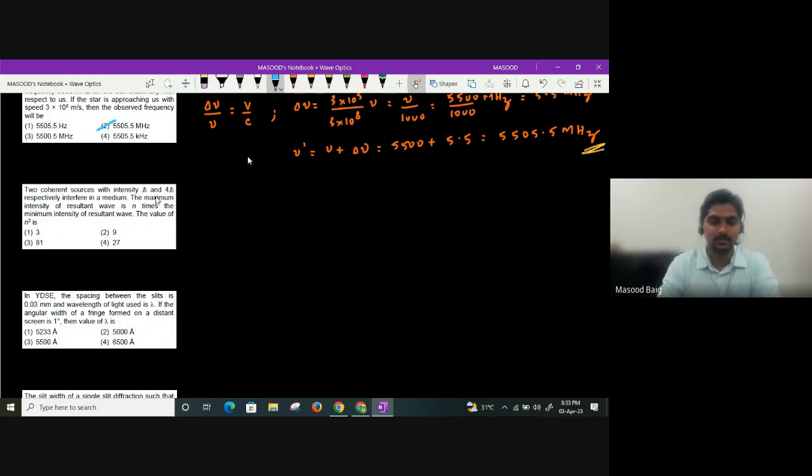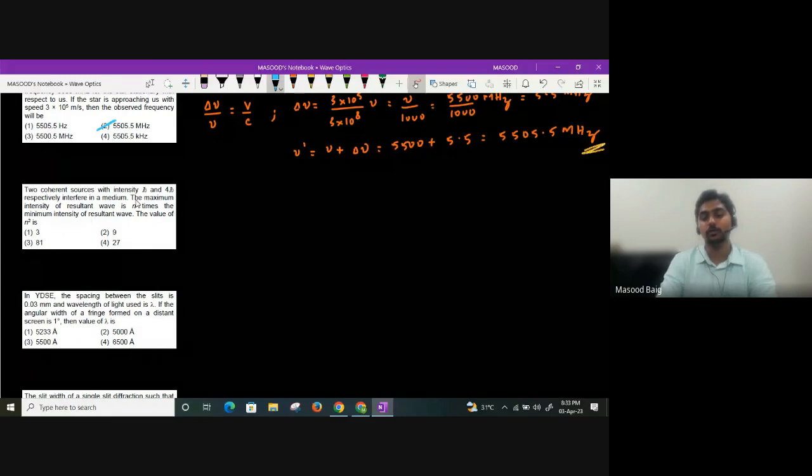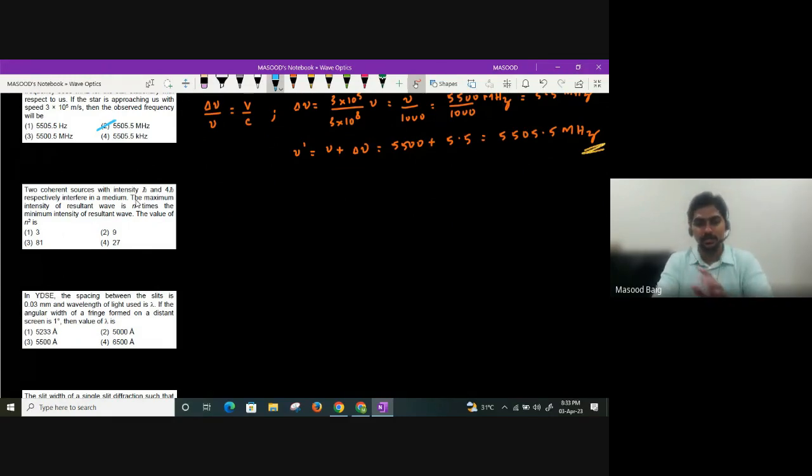Two coherent sources with intensity I0 and 4I0 respectively interfere in a medium. Coherent sources are given. Intensities are given, I1 and I2. The maximum intensity of resultant wave is n times the minimum intensity of resultant wave. The value of n square they are asking, guys. So what do we know regarding maximum intensity? Maximum intensity, it is root I1 plus root I2 whole square.